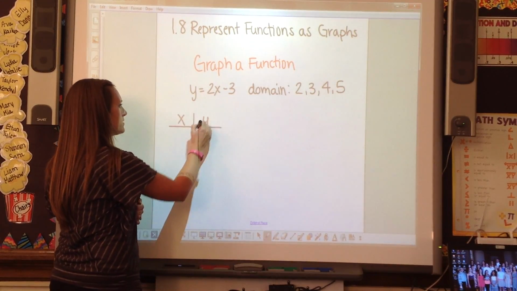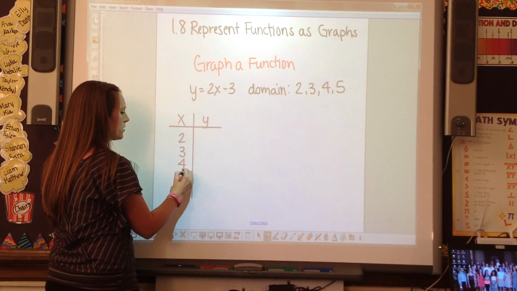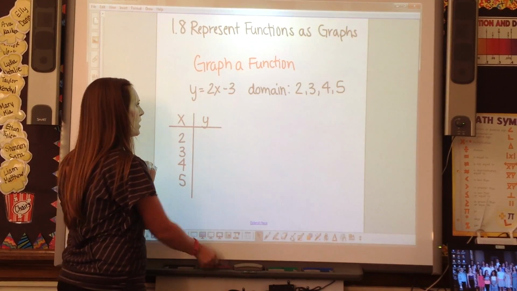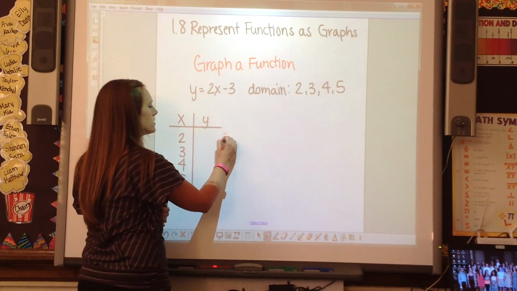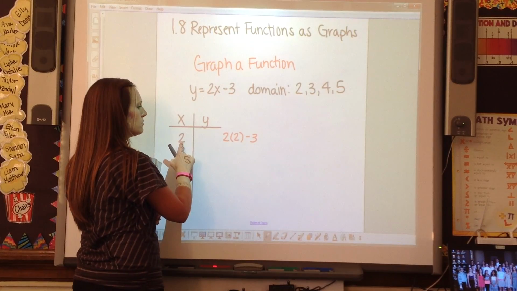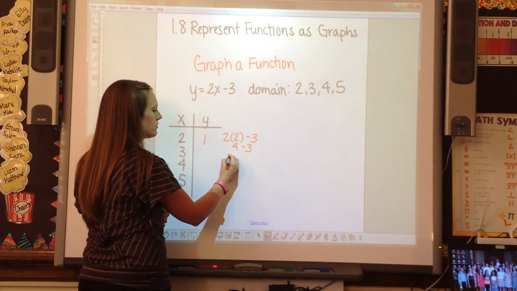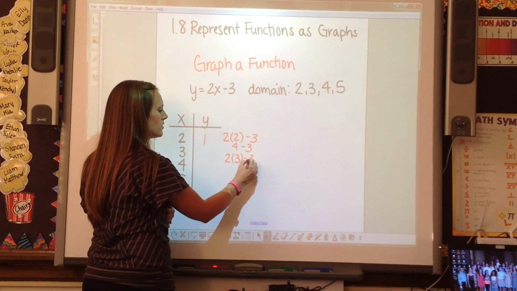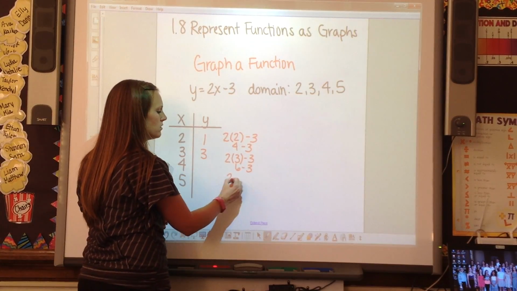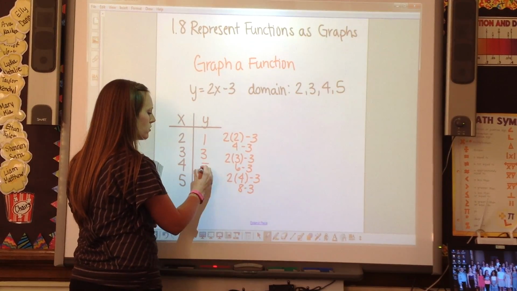Inputs, outputs, they give us our inputs. The domain is 2, 3, 4, and 5. Our job is to find the outputs or the range. So to find y, I'm going to plug the information I know into x. Y equals 2 times x minus 3. Now I'm going to plug 3 in. 4. Hopefully you're noticing a pattern.